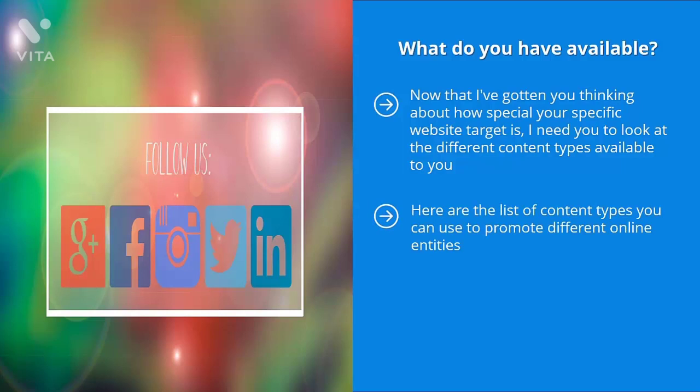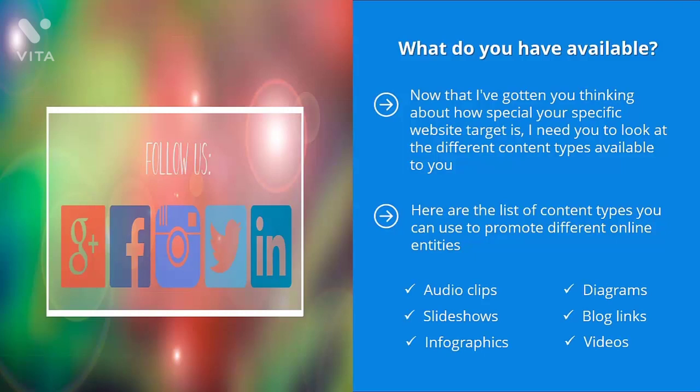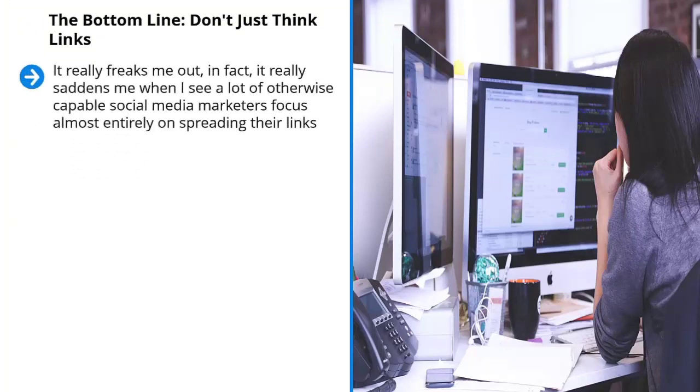Here is the list of content types you can use to promote different online entities, but your specific focus and specialization should weigh more heavily on certain types of content instead of others. Audio clips, slideshows, infographics, diagrams, blog links, videos. The bottom line: don't just think links. It really freaks me out. In fact, it really saddens me when I see a lot of otherwise capable social media marketers focus almost entirely on spreading their links. They think that this is the end game. Well, yes, links are important.